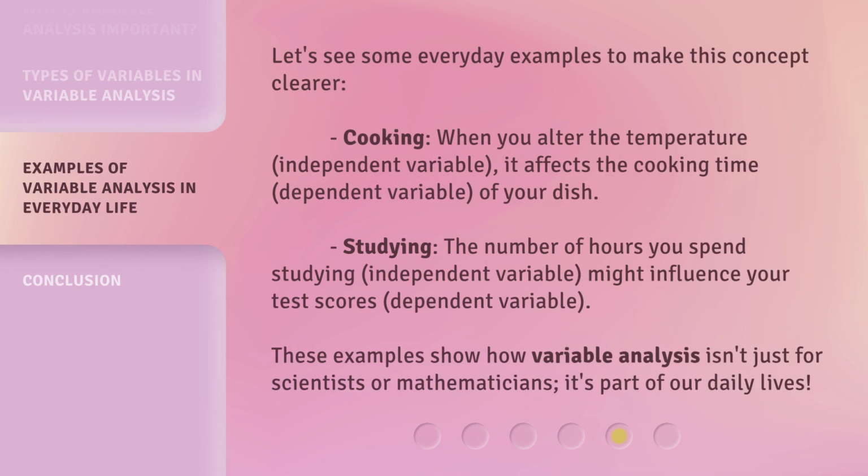Let's see some everyday examples to make this concept clearer. Cooking. When you alter the temperature, independent variable, it affects the cooking time, dependent variable, of your dish. Studying. The number of hours you spend studying, independent variable, might influence your test scores, dependent variable. These examples show how variable analysis isn't just for scientists or mathematicians. It's part of our daily lives.